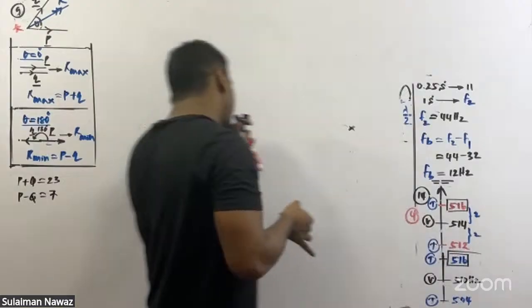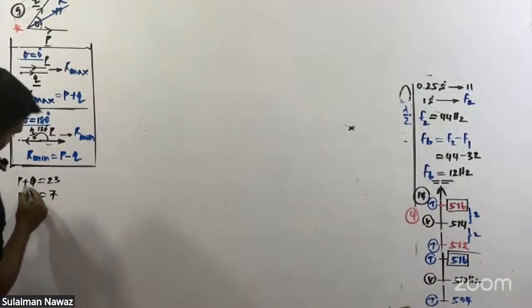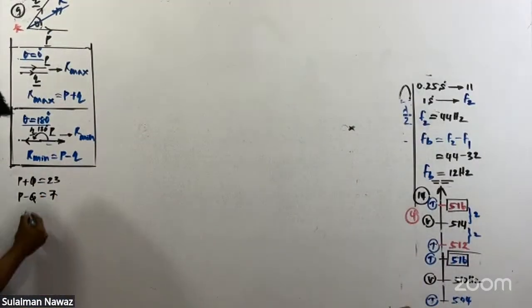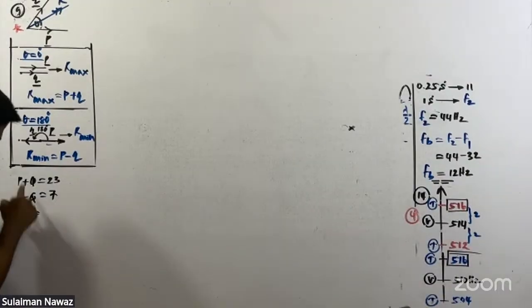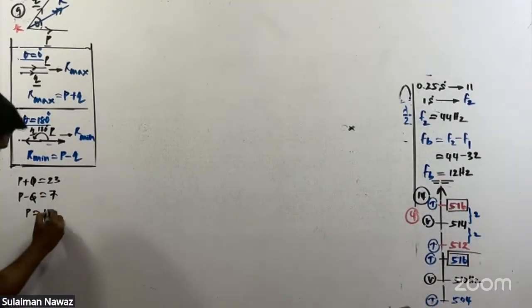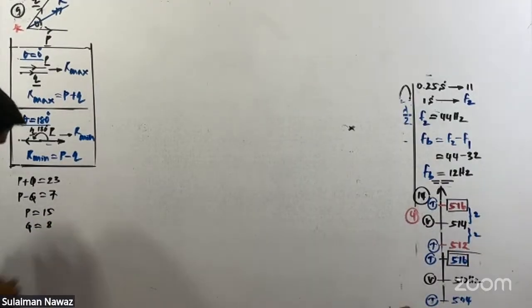Then simplify the simultaneous equations. When I simplify, P is going to be 15. Q is going to be how much? Q is going to be 8. Am I correct? Right, if you simplify it, that is the answer.